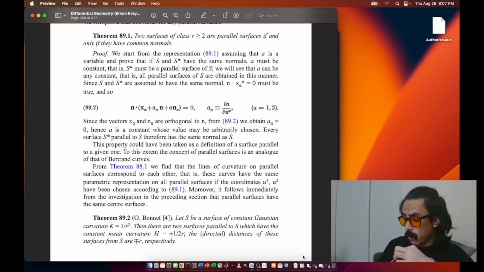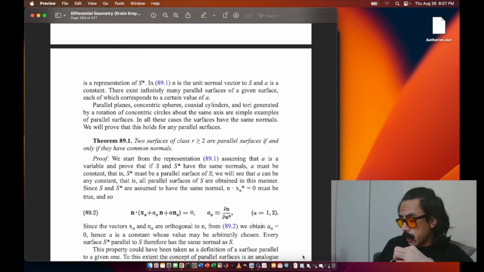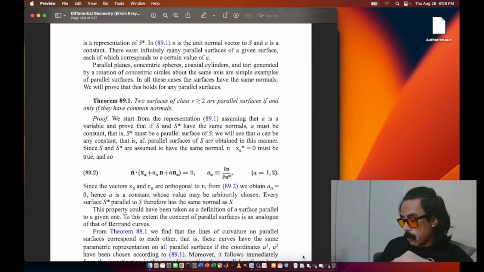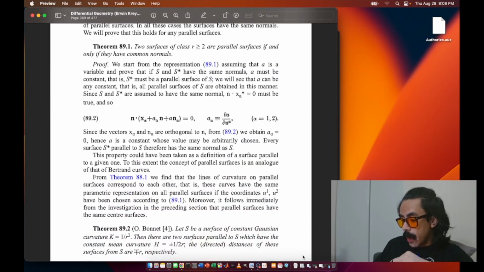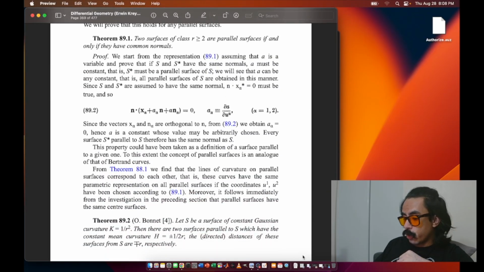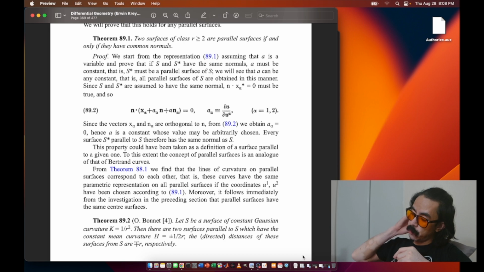The proof is as follows. We start from the representation which is above that I just read, assuming that a is a variable, and prove that if capital S and capital S star have the same normals, then a must be constant. That is, S star must be a parallel surface of S.